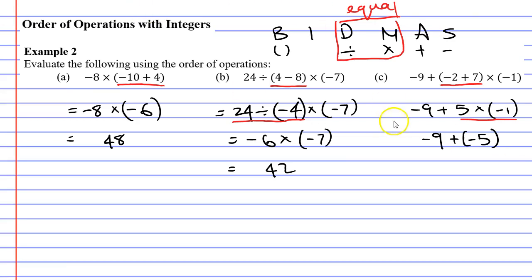Alright, now we've got a plus sign and a minus sign right next to each other. And when you see that, you just change it into a single minus sign. So it's negative 9 minus 5. I need to be putting my equal signs in there. And negative 9 minus 5 is negative 14. And that concludes our video on example 2.